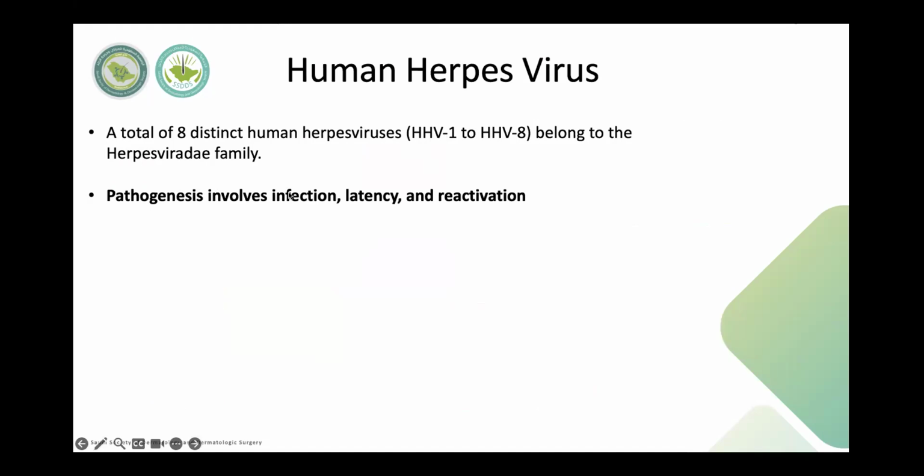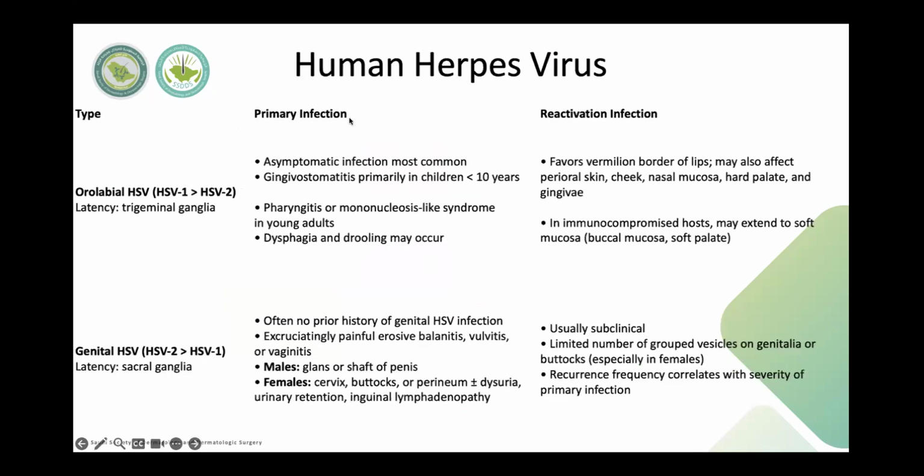And they share infection, latency, and reactivation. What's very important in the human herpes type 1 and 2: type 1 usually causes the orolabial, genital usually type 2, but they are interchangeable. The latency, if the virus is causing orolabial, will be in the trigeminal ganglia and here sacral ganglia, and then with reactivation, they will come through the nerve to specific area.